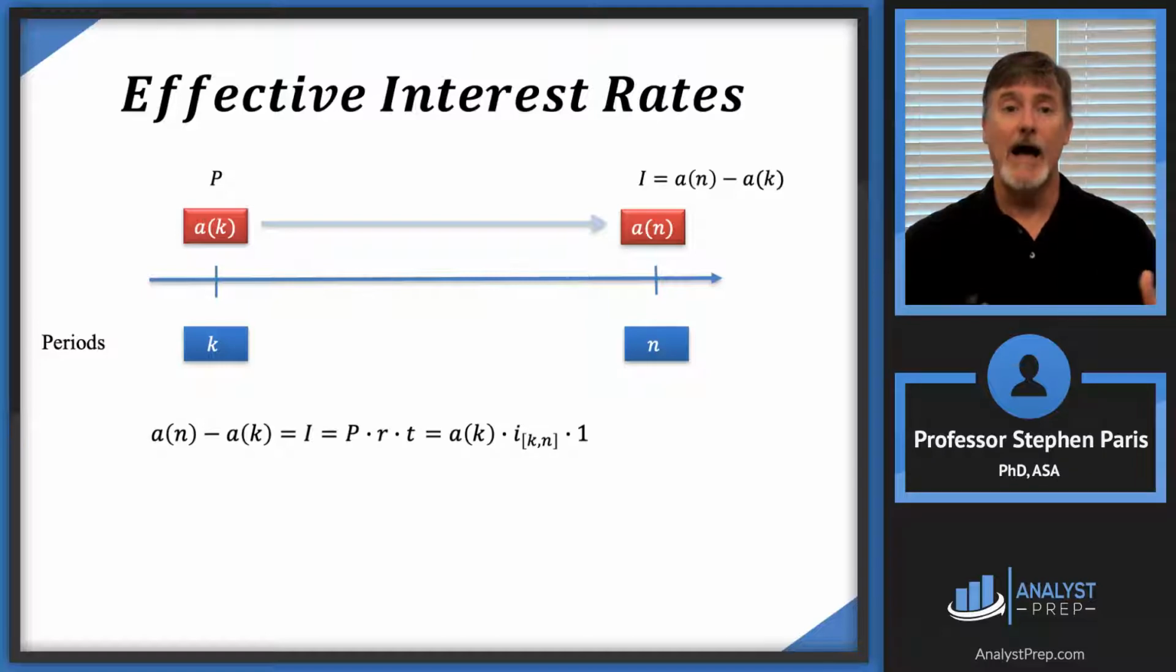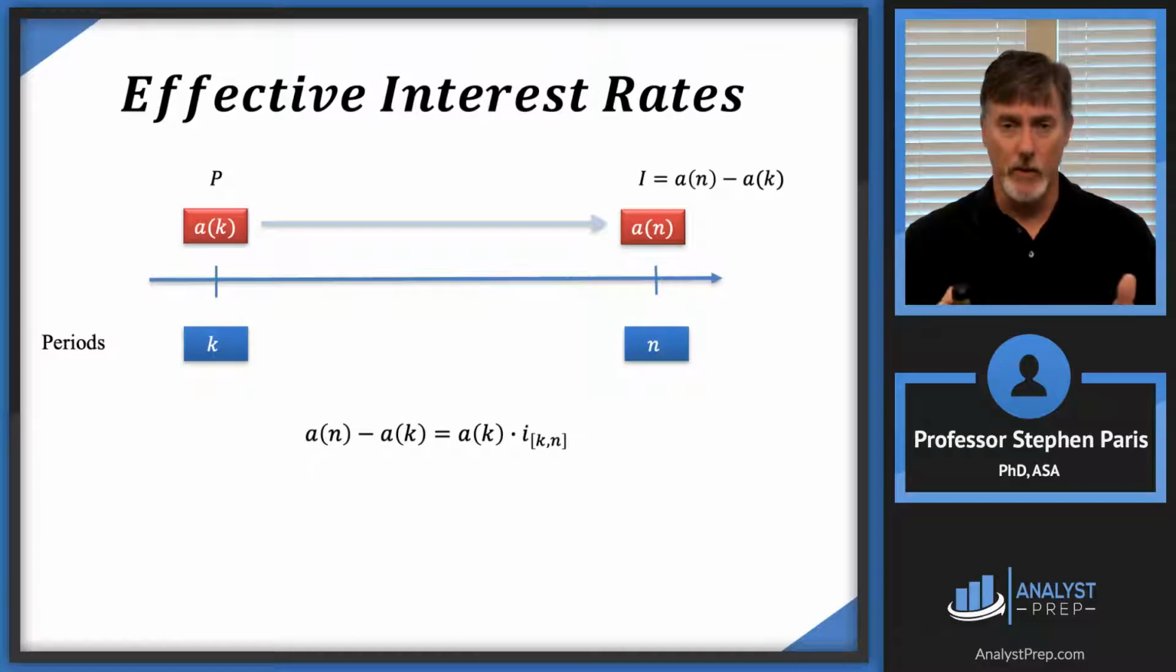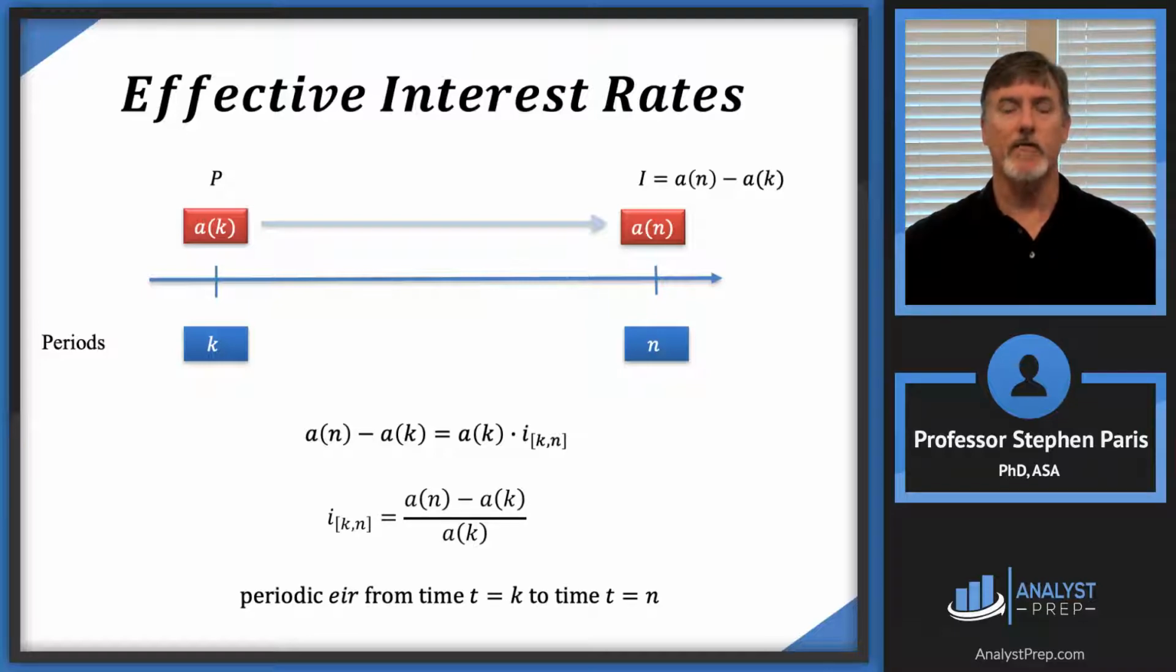I'm introducing this i notation for the effective interest rate over this period from time k to time n. So that's the middle factor there, the i sub k comma n in brackets. And then since this is the effective interest rate over the period from time k to time n, that period is thought of as 1 unit of time. So that's why I have a times 1 there. And of course I don't need the times 1, so I could leave that off. If I ignore the stuff in the middle, then I get this equation, and then just solve for i, divide both sides by A of k, and what you get then is a formula for the periodic effective interest rate from time k to time n.